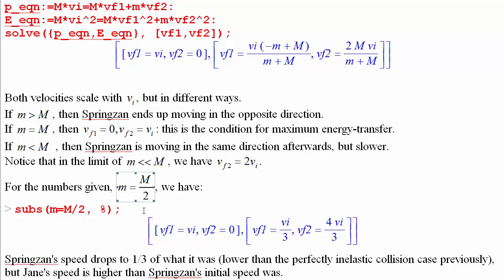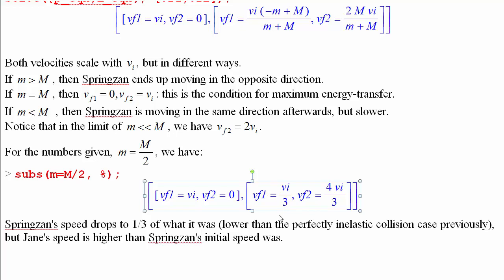For the numbers that were actually given, where Jane weighs half of what Springzan does, we come up with a final velocity of Springzan of 1/3 of what it was before the collision, and Jane's velocity is 4/3.